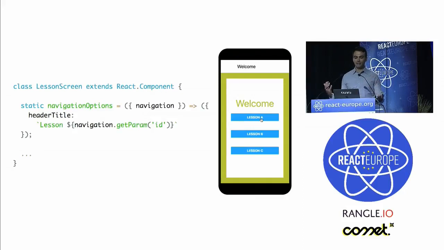We can specify a slightly more dynamic navigationOptions that has access to the navigation prop. And then we can get the param. And we can also call navigate or whatever else inside of there.